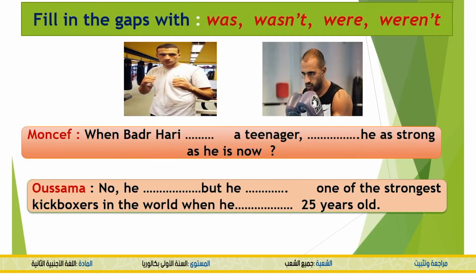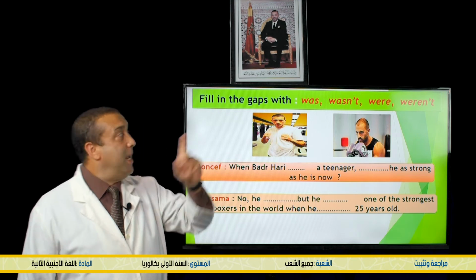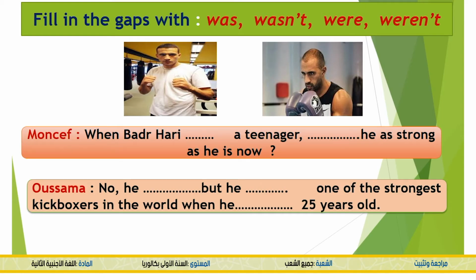Can we move to another example? All right. Yes, that's right. Brother Harry. Now, can you compare? This is a task, by the way. I want you to fill in the gaps with was, wasn't, were, and weren't. Look at the pictures. Brother Harry as a teenager or adolescent. And here, Brother Harry as a grown-up.